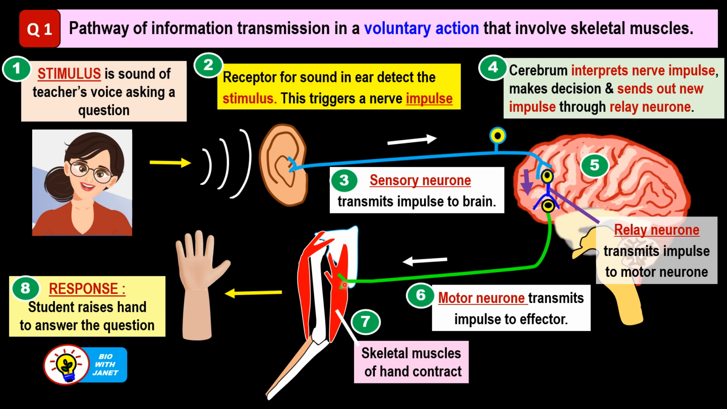So the skeletal muscles, like the triceps muscle here in the upper arm, will contract. Certain muscles will contract so that Jack or any student can raise his hand to answer the question. Okay, so now let's try to use this information to write an essay answer.